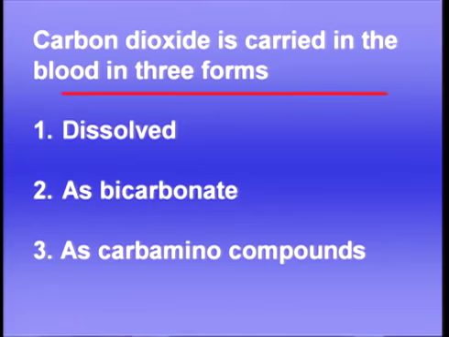Now let's move to the transport of carbon dioxide in the blood, which is the other major gas, of course, of respiratory interest. And carbon dioxide is carried in the blood in 3 forms: one as dissolved, secondly as bicarbonate, and third as carbamino compounds. So let's look at these in turn.